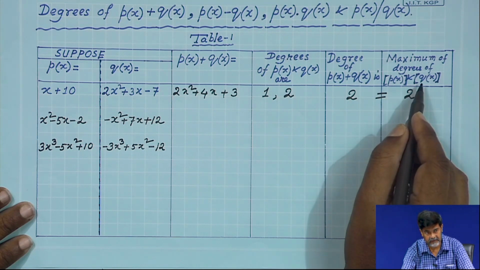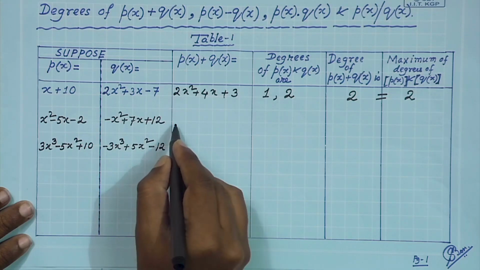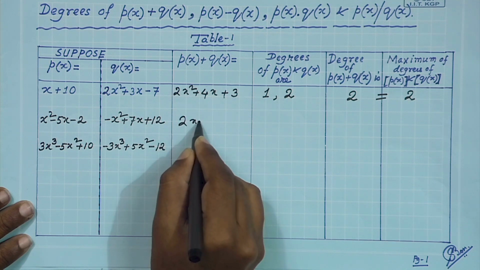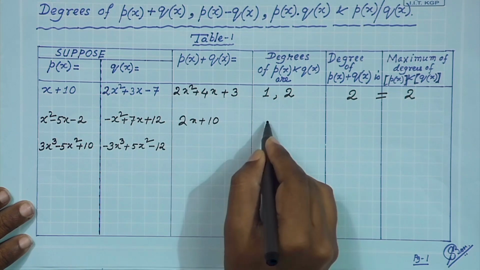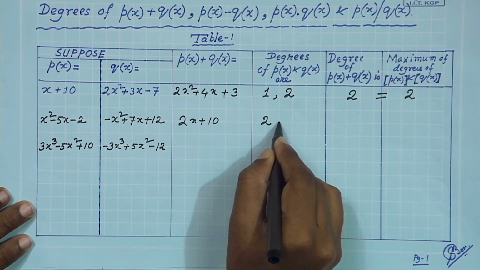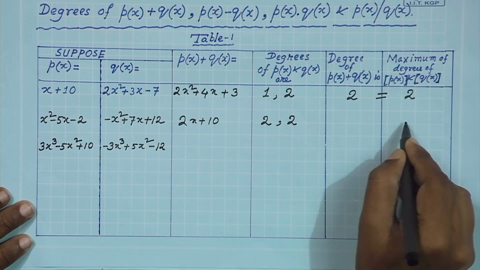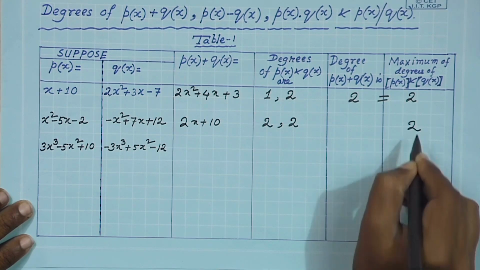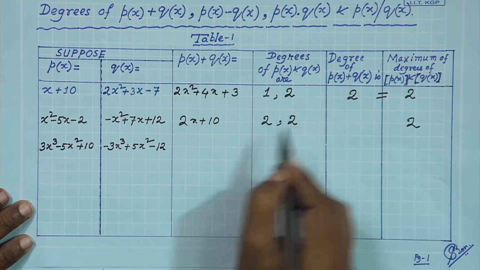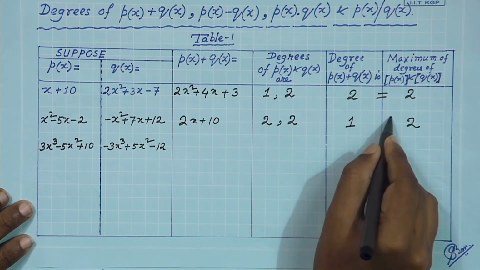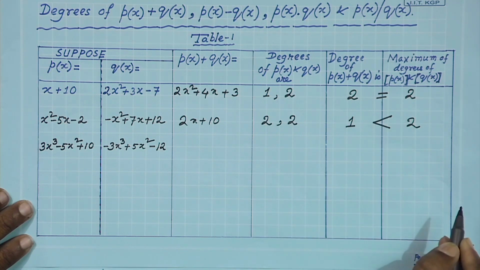Here the degree of p(x) plus q(x) is exactly equal to the maximum of the degrees of p(x) and q(x). Now, for the second case, the two polynomials are given. What will be the sum? The sum will be 2x plus 10. And what are the degrees of p(x) and q(x)? The degree of p(x) is 2 and the degree of q(x) is also 2. The maximum of 2 and 2 is 2. But the degree of p(x) plus q(x) is 1. So, here this is less than the maximum of the degrees of p(x) and q(x).